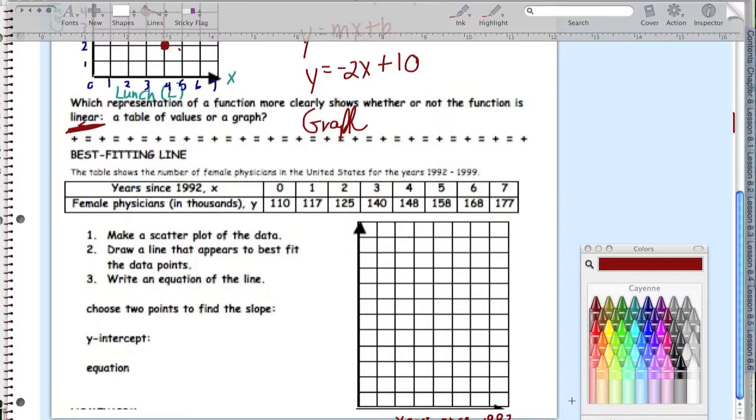1992, and that's going to be our x value. So we're just going to count. It goes 0, 1, 2, 3, 4, 5, 6, 7. So I'm going to label those. We don't need to break them apart anymore.